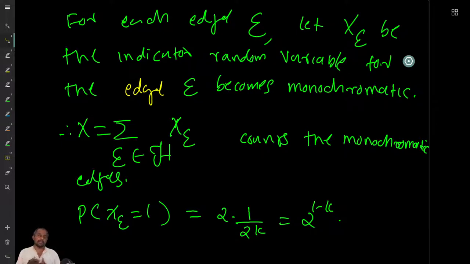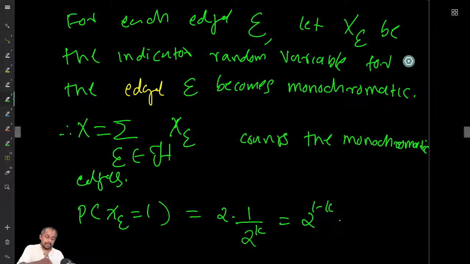So what is the probability that all the k vertices get the same color, which is red? 1 by 2 into 1 by 2 into etc., 1 by 2 k times, right? So 1 by 2 raised to k. Now, we know that that is the probability that it becomes red. Similarly, it can also become blue, right? So it's the same probability.